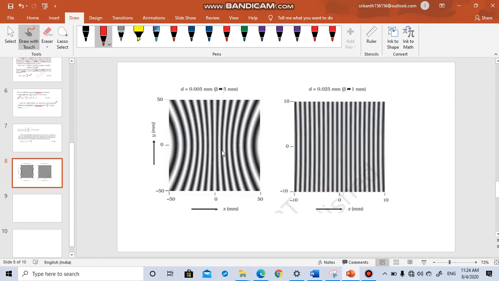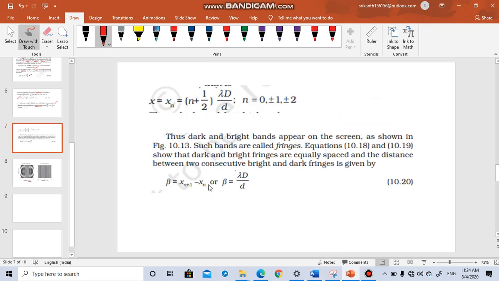Something like this, you see the white portions in between, those are the bright regions. Then you are seeing the dark regions, then you are seeing the bright regions. So if you want to know the bright and the dark regions, you have to calculate the x value. You can see that dark and bright bands appear on the screen. Now this is the wave phenomena.